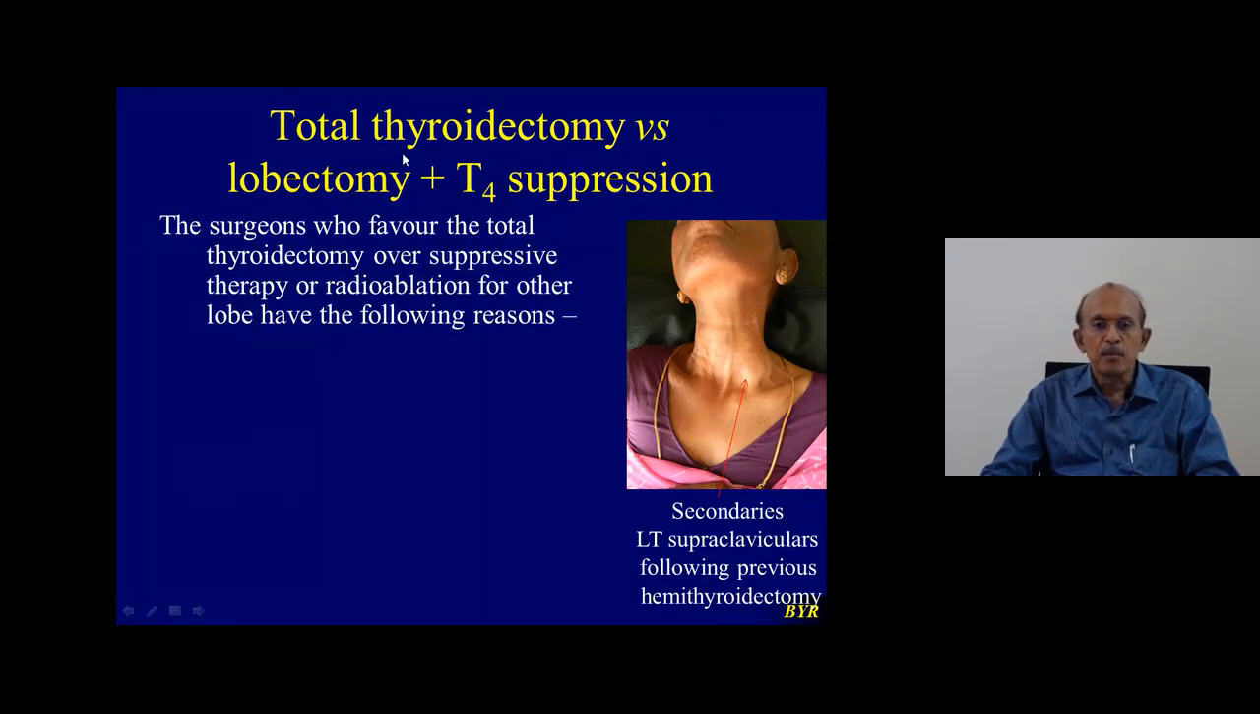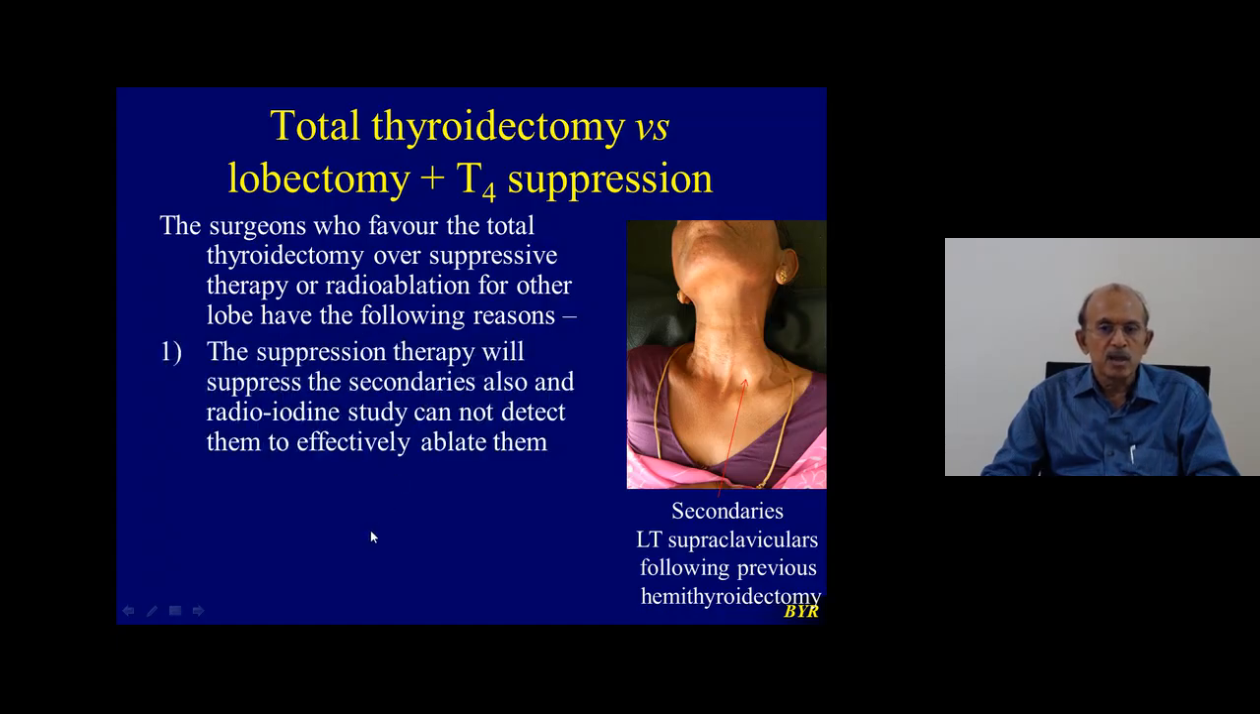Then if you compare total thyroidectomy versus lobectomy plus T4 suppression, by giving a large dose of T4, if you suppress TSH and make the gland involute, that is okay. But what are the pros and cons? Let us see. The surgeons who favor total thyroidectomy over suppressive therapy or radioactive ablation have the following reasons. The suppressive therapy will suppress the secondaries also, and the radioiodine study cannot detect them to effectively ablate them.